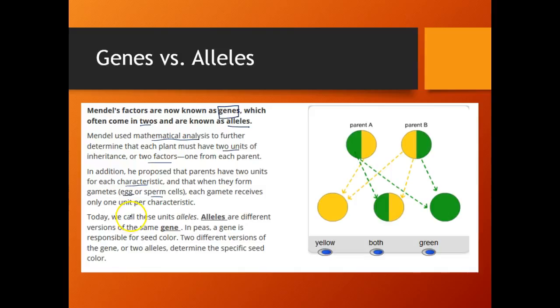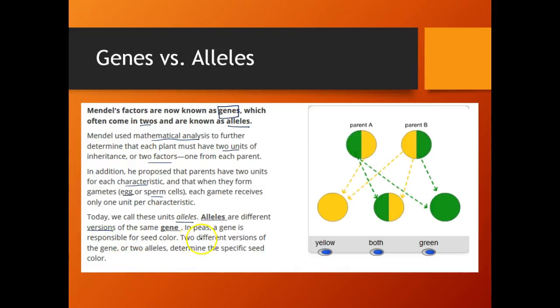So you personally have 2 units for every characteristic, whether it be eye color, hair texture, etc. But within your sperm or egg cells, your sex cells, you only have 1 characteristic. So that means if you were to have a child, you're only passing 1 of the 2 units of characteristic to them. So today we call these units alleles, and basically alleles are different versions of the same gene.